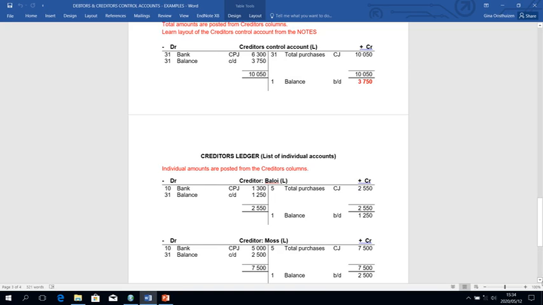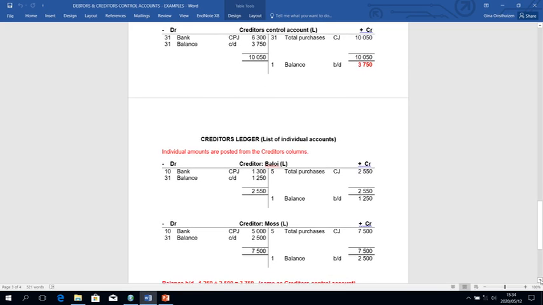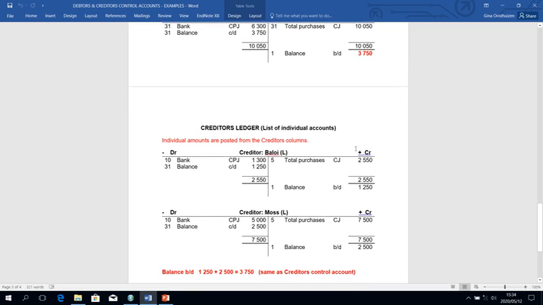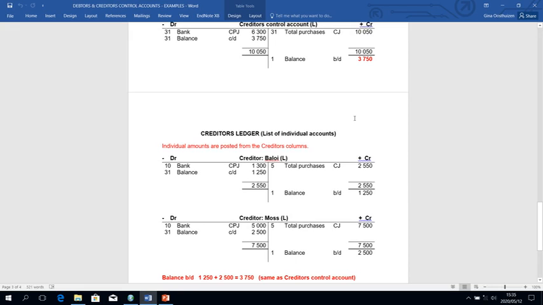Again, we balance off the accounts, and the balances brought down from the individual accounts, 1,250 plus 2,500 gives 3,750, must correlate with the balance brought down from your control account. And we can see that the balance is exactly the same. That is debtors and creditors control accounts done twice: first in the control account, and second in the individual accounts.